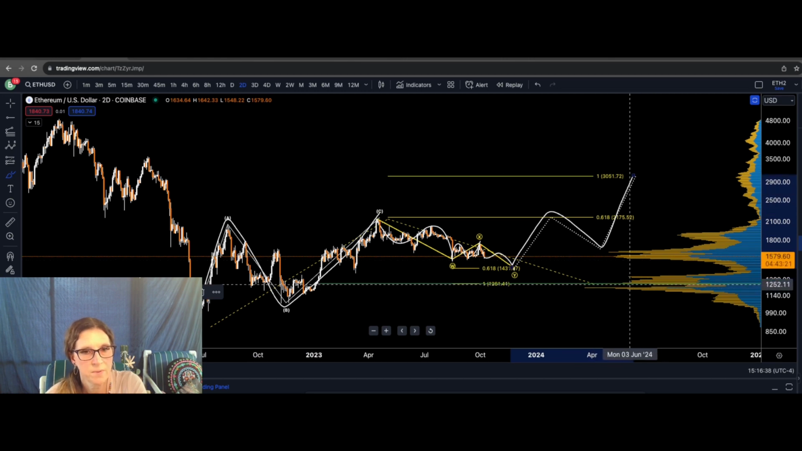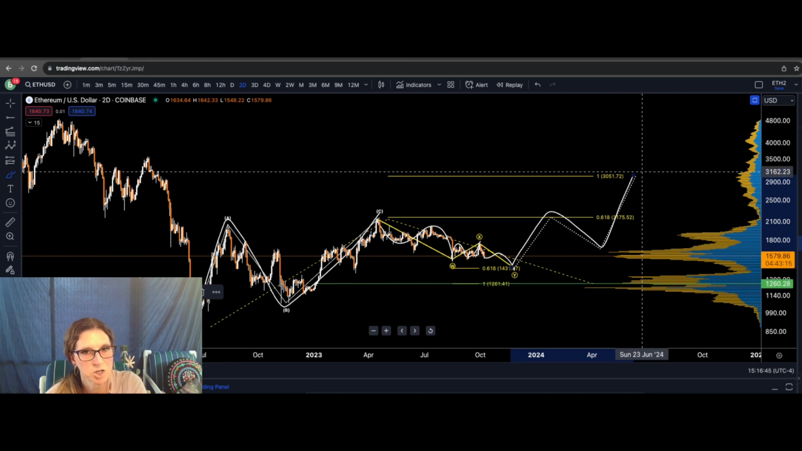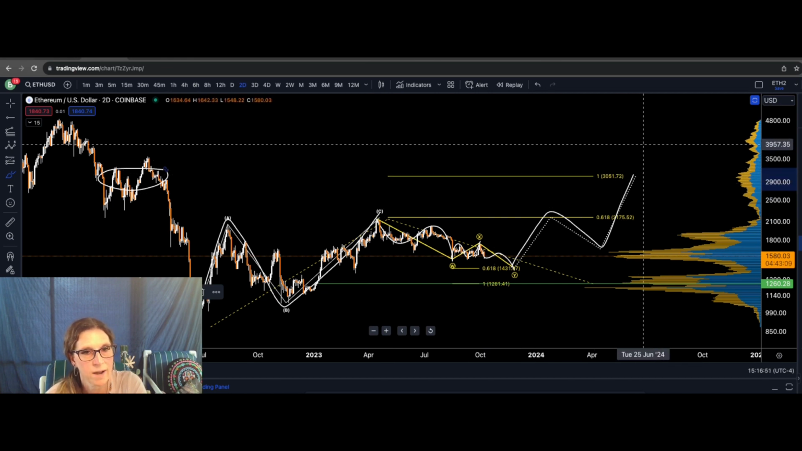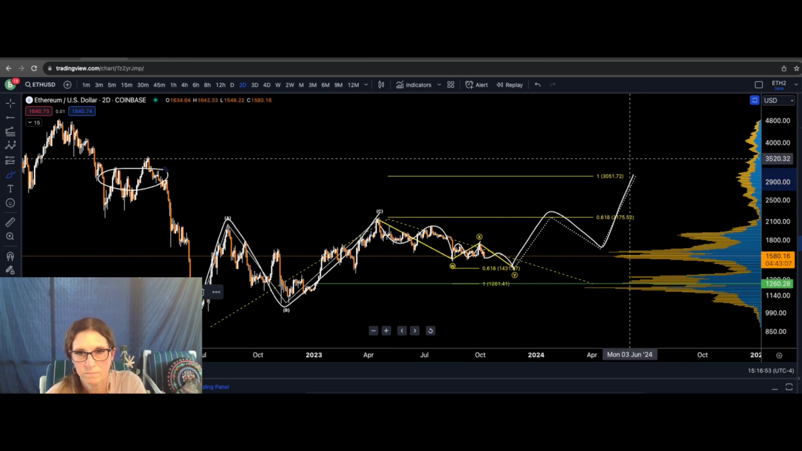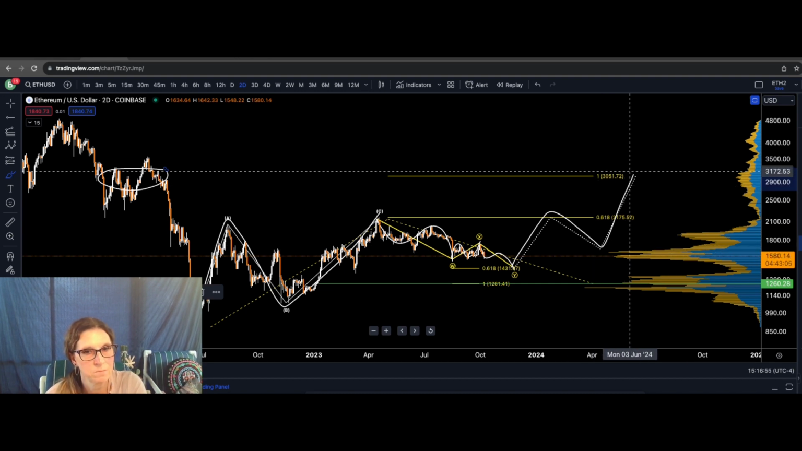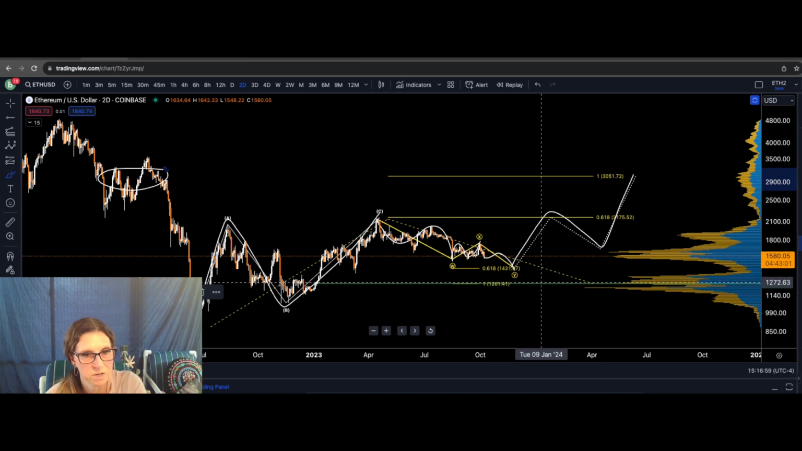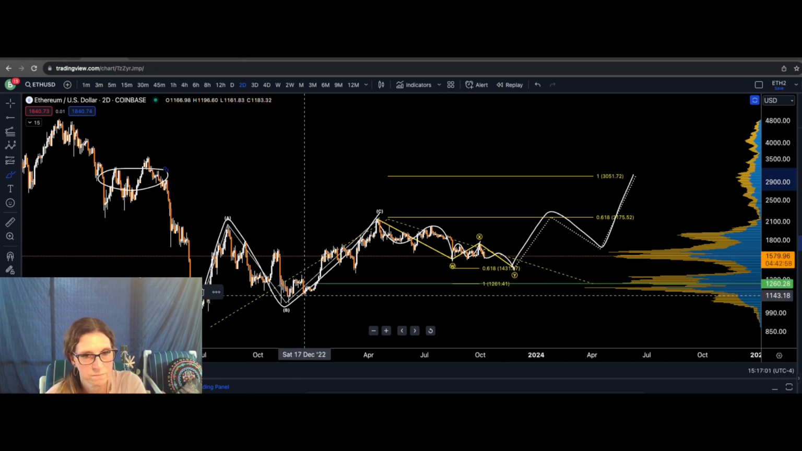If it can hold above 1261, that's the line in the sand for ETH, it could potentially come up to the point of breakdown at the $3,000 mark. Could it go higher? Absolutely. But this is pretty much the minimum if it can hold above 1261 and give this leg a partner.